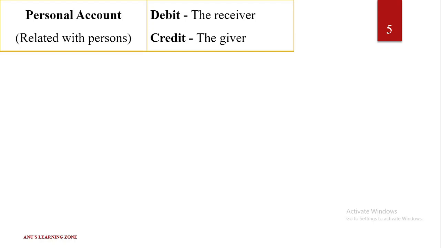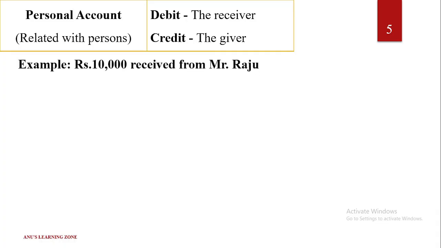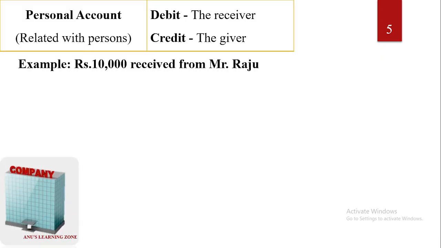Let us explain further with the help of an example. The example given is rupees 10,000 received from Mr. Raju. Here also we have to think from the point of view of the company. Always when we get a transaction, we have to think from the point of view of the company. So rupees 10,000 received from Raju means the company received rupees 10,000 from Mr. Raju.